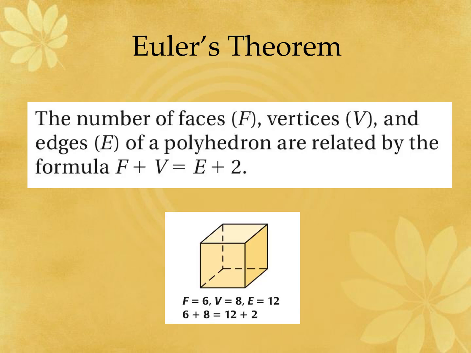All right, Euler's theorem. Okay, this uses the number of faces, the number of vertices, and the number of edges of a polyhedron. They're related by the formula F plus V equals E plus 2. So how do we use this? Why do we have to know it? This formula is just a way for you to check that you counted correctly, okay?